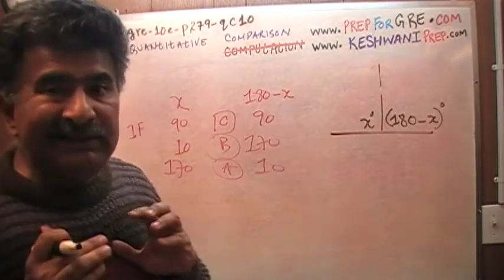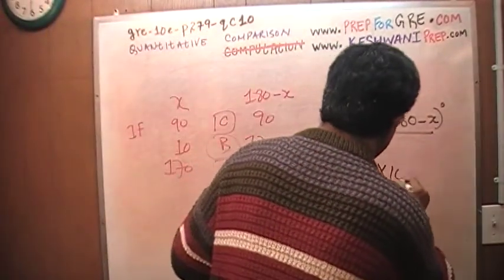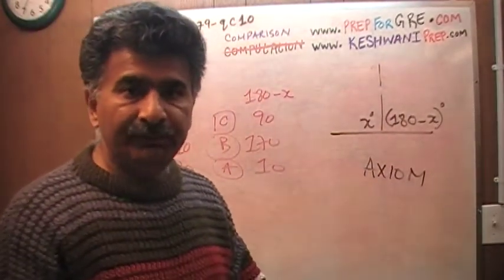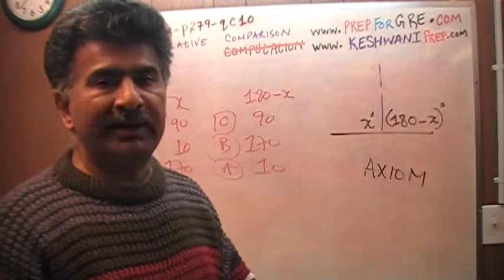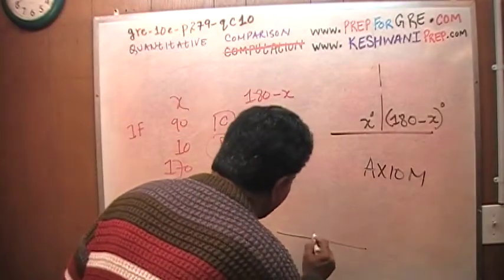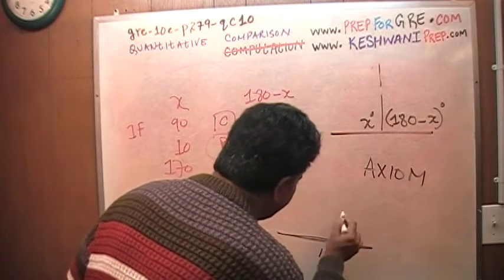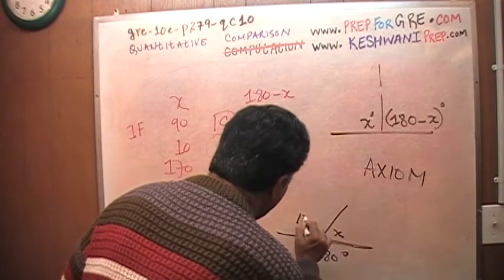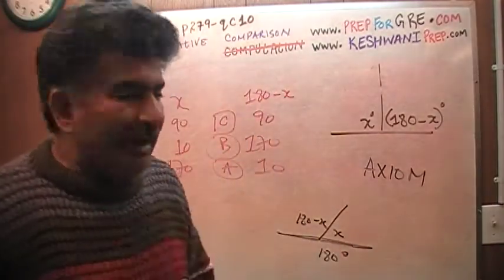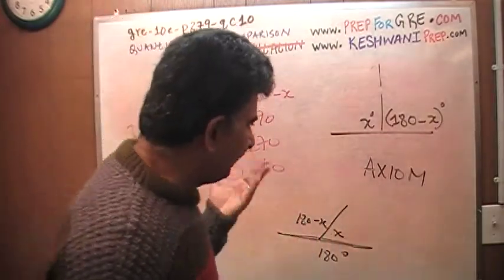What they're telling you is axiomatic. Let's see if you understand the word. Do you know what an axiom means? An axiom is something that is true by definition. That is how we define it. We define a straight line to be 180. This straight line is 180 degrees, and therefore, if this is x, this would have to be 180 minus x. You haven't told me anything. What you told me is axiomatic. Axiom means something that is true by definition.